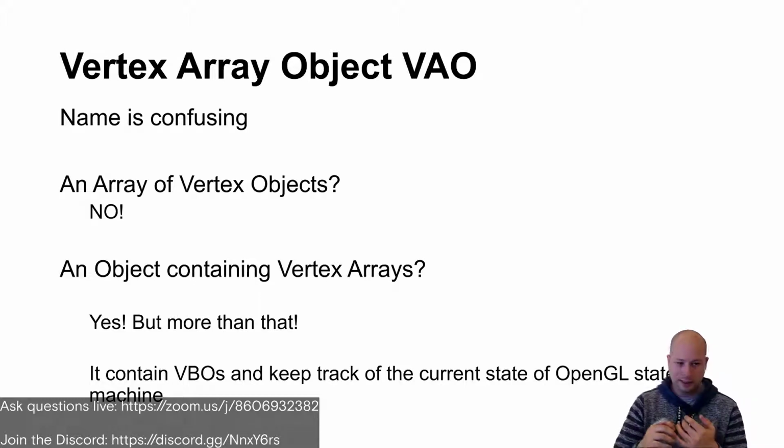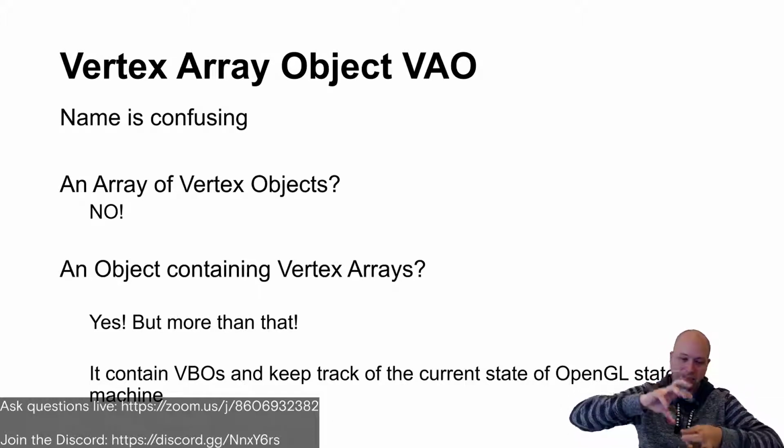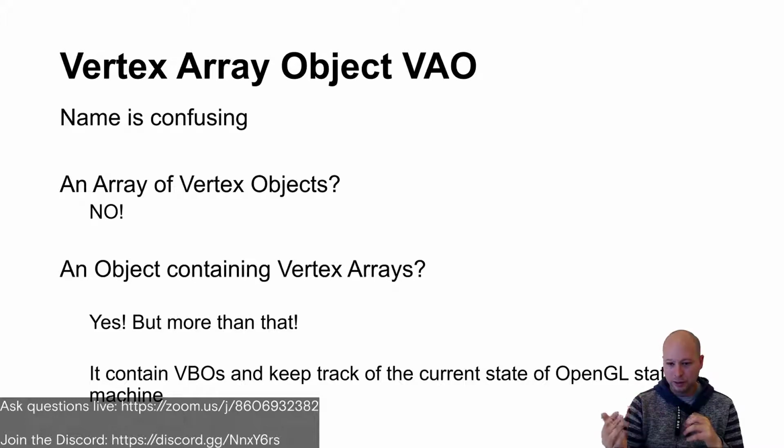So the VAO is kind of a confusing name, I agree. It's not an array of vertex objects. It's a vertex array object. So it's an object containing vertex arrays, yes, but it contains the VBO, so it actually contains the data, and it also contains the state machine. And this is important. If you load up a different VAO, the vertex connection from that VAO to the shader may differ. And so you have to keep this in mind. When you change the VAO, you're changing a lot more than just the object that you're rendering. More often, you actually manipulate the VBO, not the VAO. You kind of leave it alone, unless you really want to be fancy.